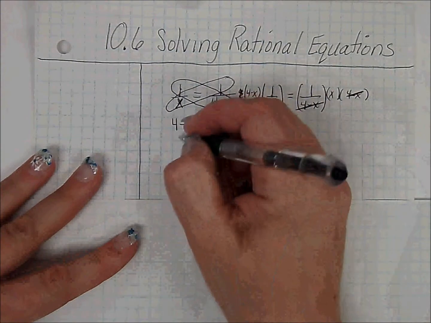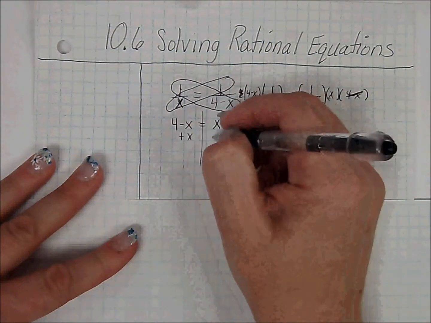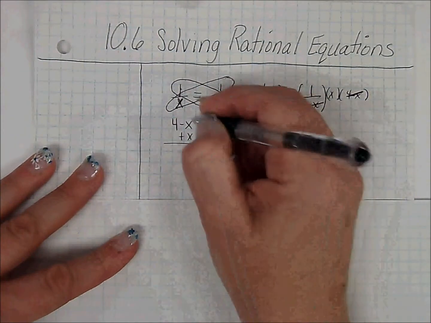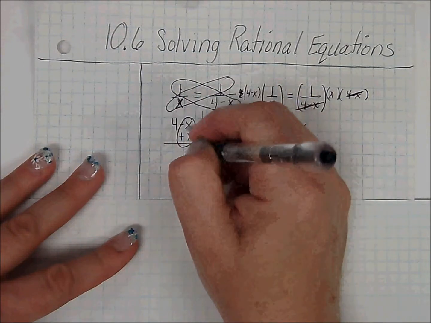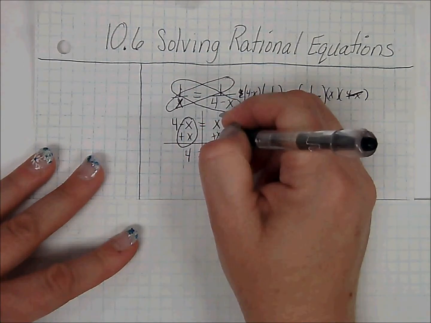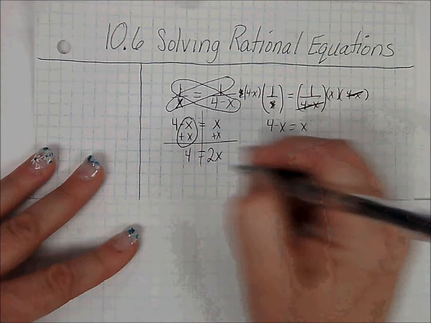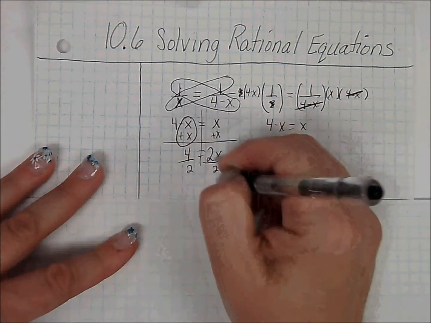And then let's just look at this. We want to get the variables on the same side. Here we get a 0. We're left with 4 equals x plus x. There's two x's there. Divide by 2. X equals 2.